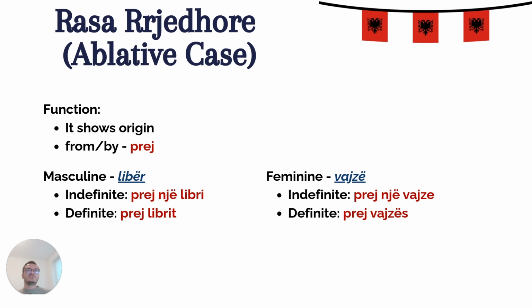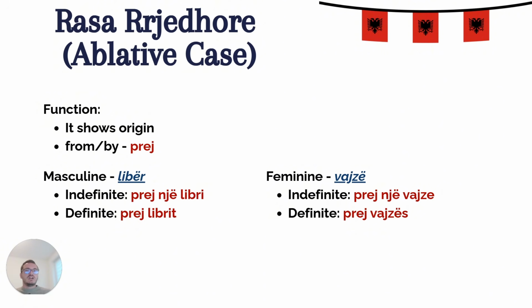Sometimes it's also used with two nouns when, for example, you have ditë pune, a work day. When you have two nouns and one of them is the modifier of the other, like ditë, day, and punë, work. Ditë pune, a work day, a day of work, literally, or from work. The origin of this day is from work, to show what it's made of.